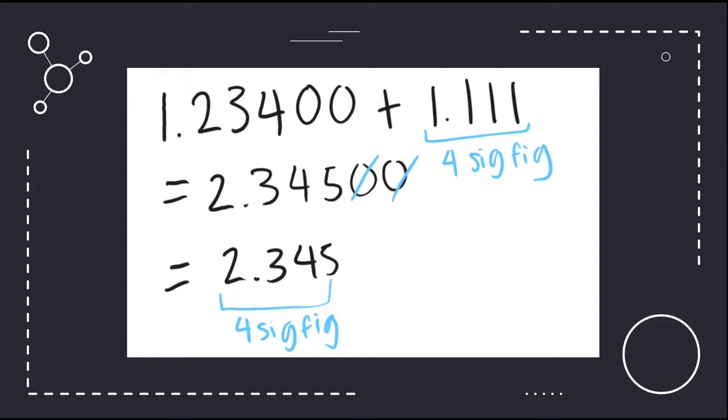1.23400 plus 1.111 just regularly would be 2.34500. But we see that 1.111 is the number with the least significant number of digits, which is 4 significant figures. So we have to round 2.34500 to 4 significant figures. So we just cross out those last 2 zeros, and it would be 2.345.